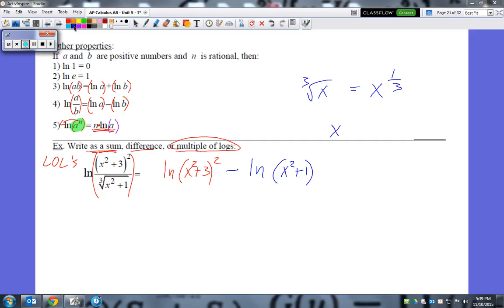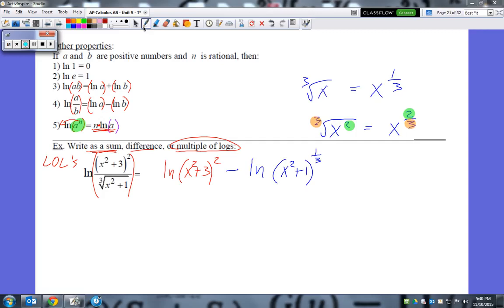So let's say the cubed root of x squared. Just a little review from Algebra 2 rules. This is x to the 2/3. So the power goes on the top, and the root goes on the bottom. Okay, so this we can write as 1/3. Okay, but we want to write it as the sum and difference of multiple logs.